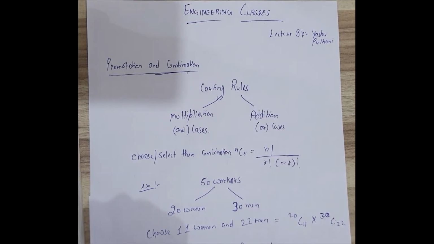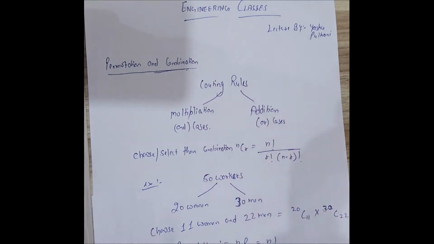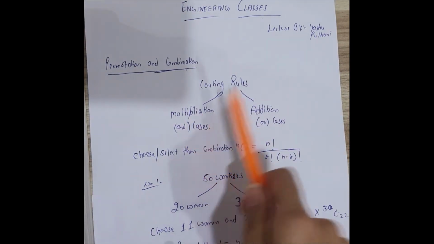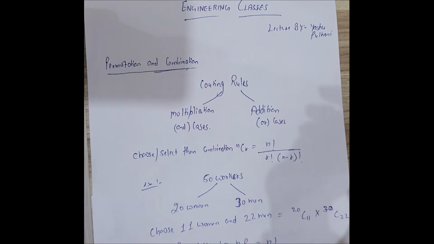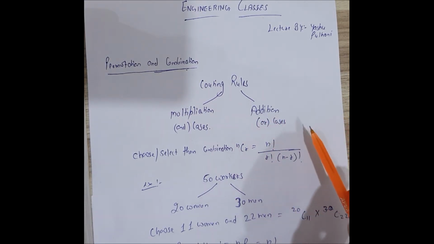Today we will start with permutation and combination. If in a question they are saying this and this, then we do multiplication. If they are saying this or that, then we do addition. I will clarify this with the help of examples.